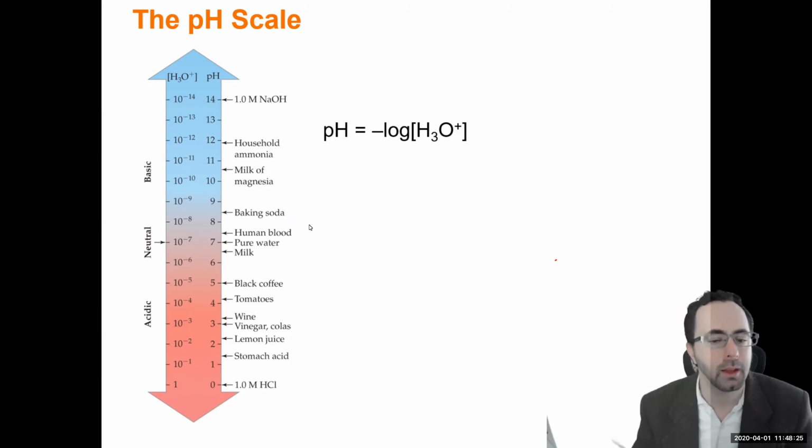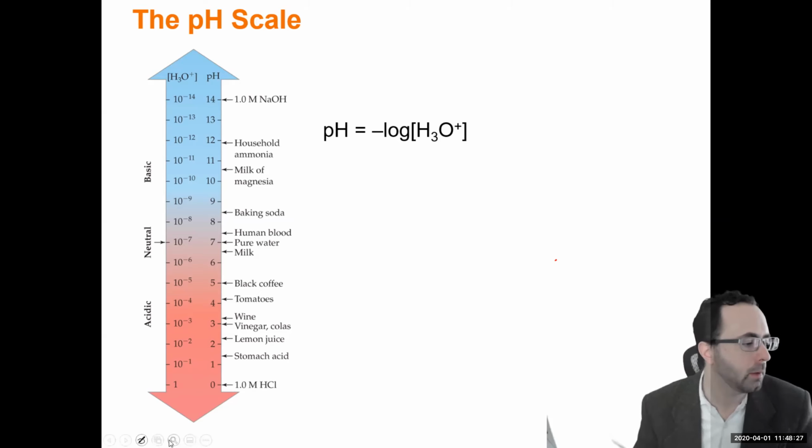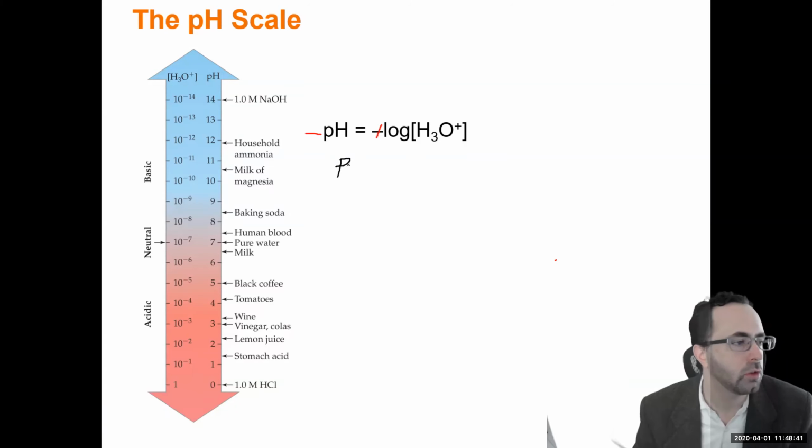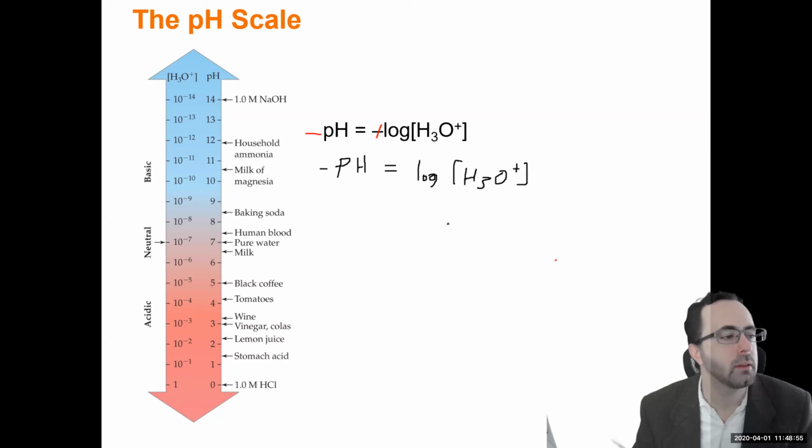So if we multiply each side by -1, this becomes negative, and this negative is canceled. So we get negative pH equals log of the hydronium concentration. And then we want to get the hydronium concentration. That's what we're solving for here.